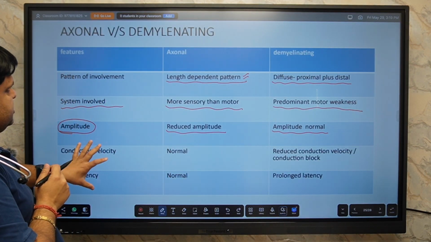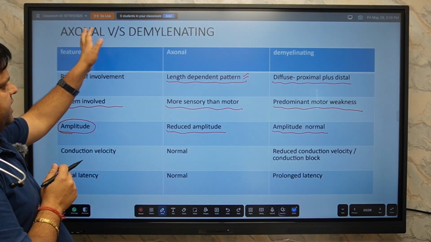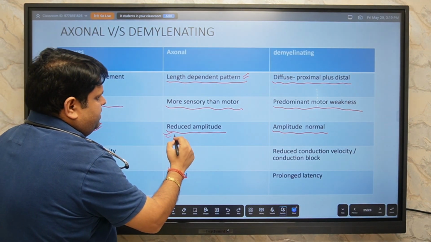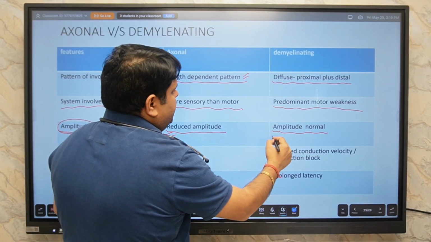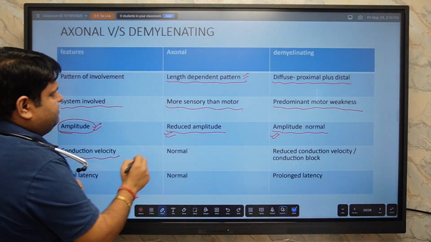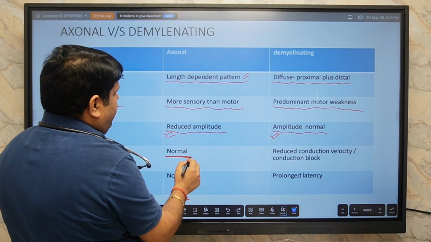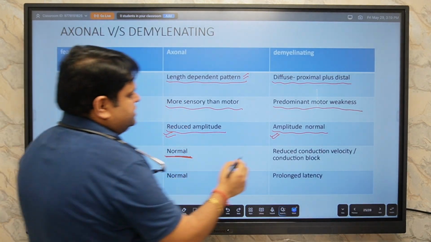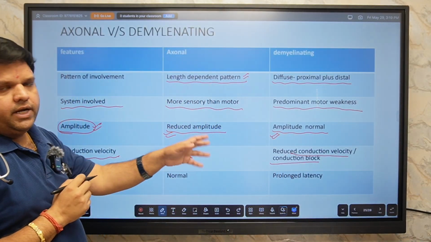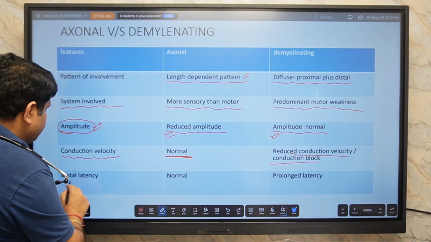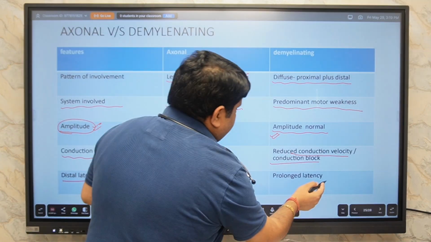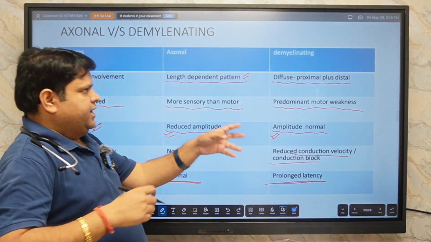Nerve conduction studies differentiate between the axonal and the demyelinating. So first point is the amplitude. In case of axonal, there is a reduced amplitude. In case of demyelinating, amplitude is normal. Second point is the conduction velocity. Conduction velocity is normal in the axonal, and there is a reduced conduction velocity or conduction block seen in the demyelinating type of neuropathy. Distal latency is normal in the axonal type of neuropathy, and there is a prolonged latency seen in the demyelinating neuropathy.